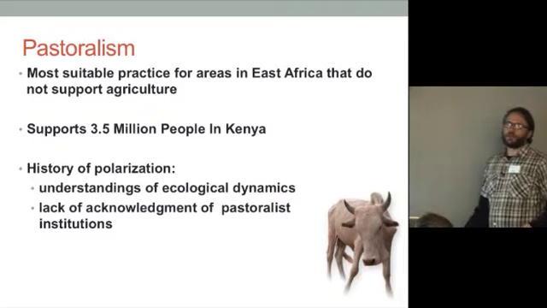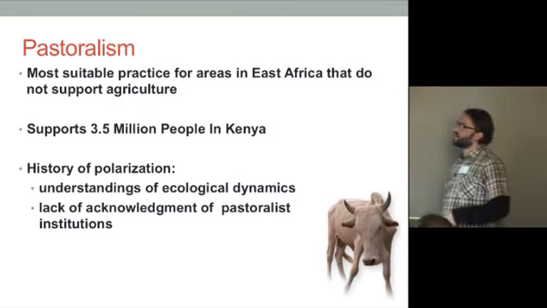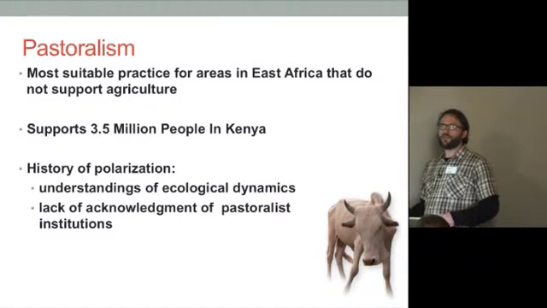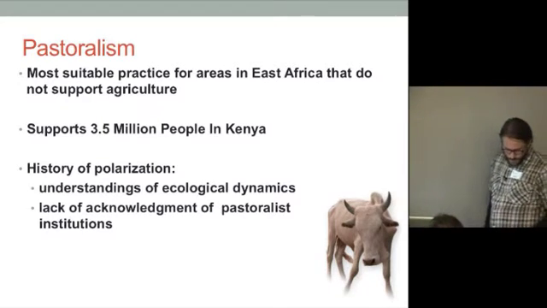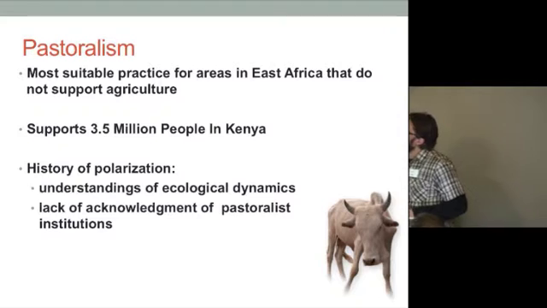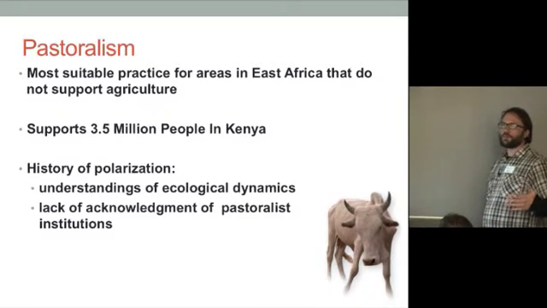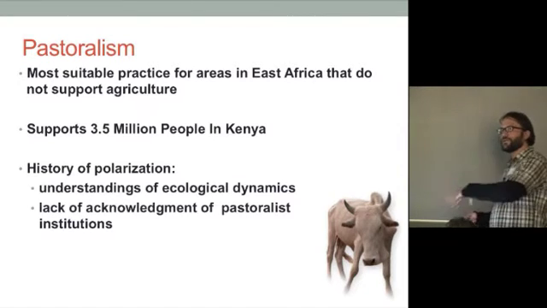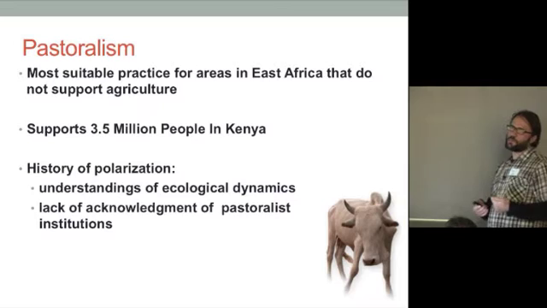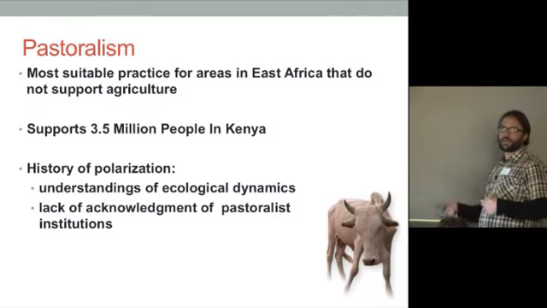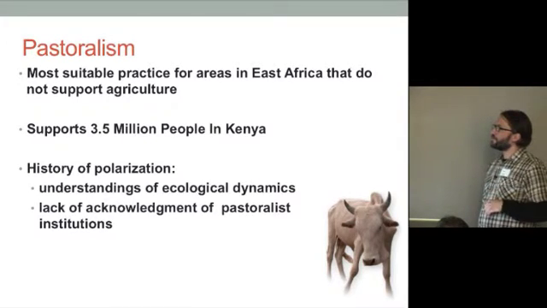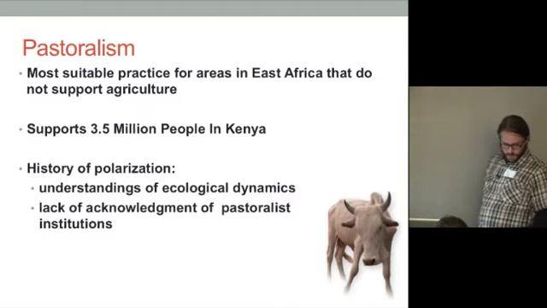So pastoralism, which can be thought of as gaining the majority of your livelihood from livestock, is considered the most suitable practice for a lot of areas in East Africa that don't support agriculture due to lack of rainfall. And it supports about 3.5 million people in Kenya currently. So there's a strong history of polarization with regard to pastoralism coming from the contrast of ecological and social scientist views. There's a lot of polarization there, and also between development practitioners and social scientists, with very differing views on pastoralist ecological dynamics, and also acknowledgement of pastoralist institutions.